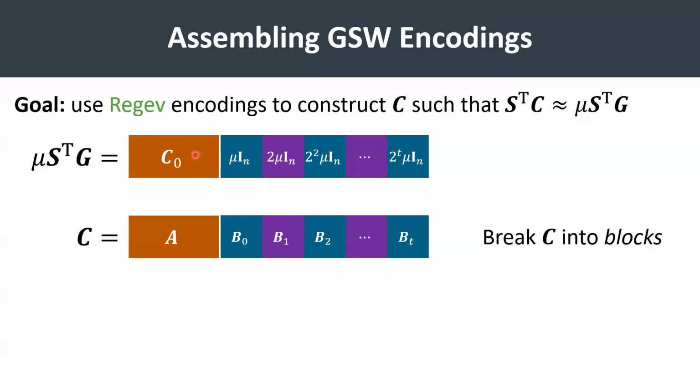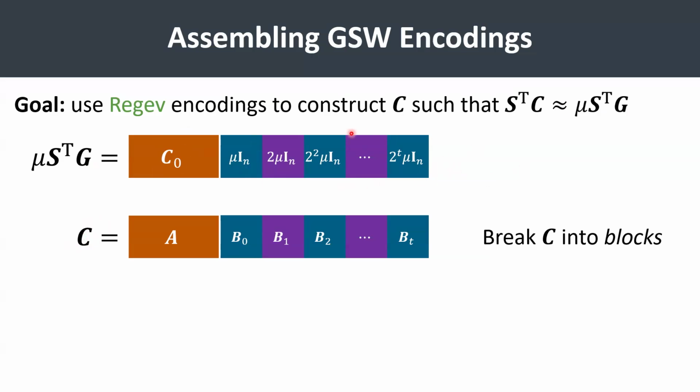That looks like a C0, followed by many redundant encodings of the message. So basically, the message mu scaled by the powers of 2. Where does the power of 2 come from? It's basically this gadget term here. And what I want to do is construct a ciphertext C such that when you multiply C by the secret key, you get this picture here. Okay, so that's my goal.